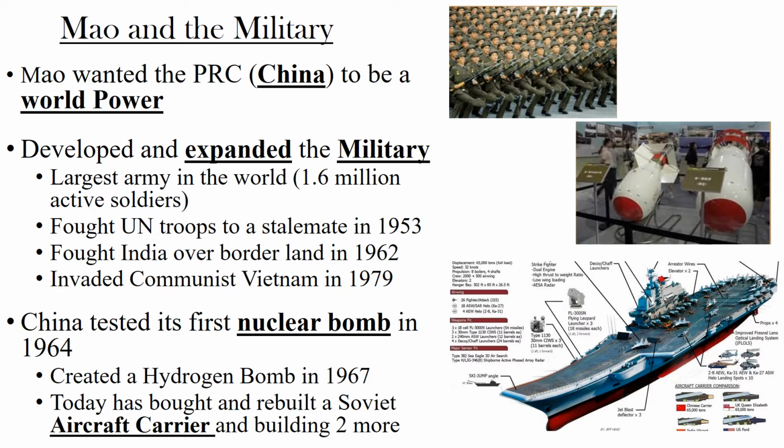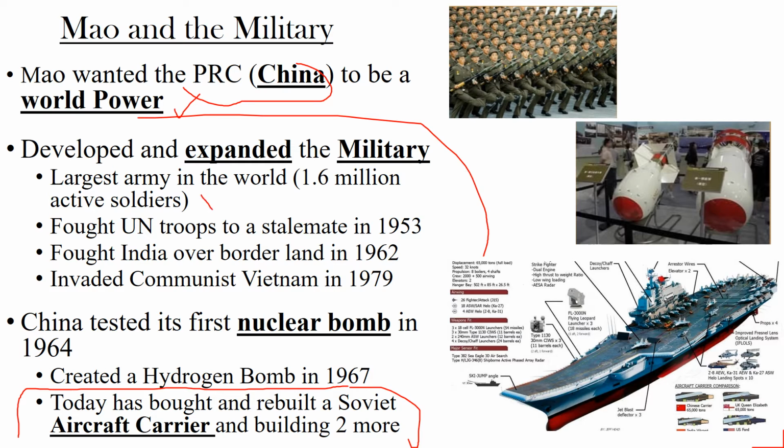So Mao also seeks to build up the military. Now, not all of these are done under Mao. Specifically, this one is not Mao, but the rest of these are. So Mao wants the People's Republic of China to be a world power. Most noticeably, he's afraid of an American invasion. He's afraid that America is going to arm the Republic of China, Taiwan, and try to overthrow the communist rule. So he develops and expands the military.